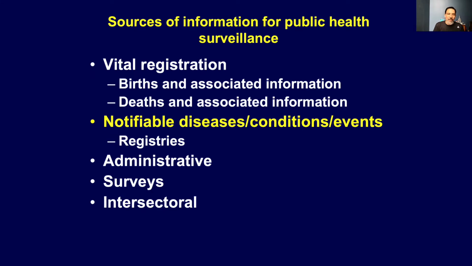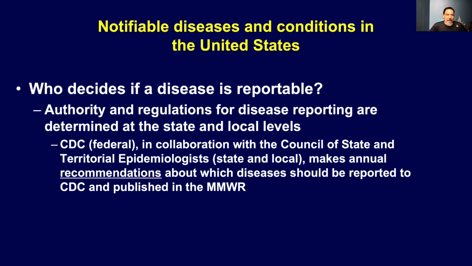Okay, so notifiable diseases, conditions, and events is also a major source of information for use in public health surveillance systems. And so who decides if a disease is reportable? I think we covered this briefly last week. It's really not the CDC or decided at the federal level. All this stuff happens at the state and local levels in collaboration with CDC. But ultimately, things are only notifiable by law according to state law and local county or city regulations. So this is who decides if a disease is reportable.